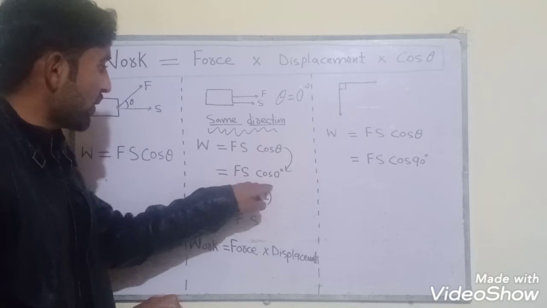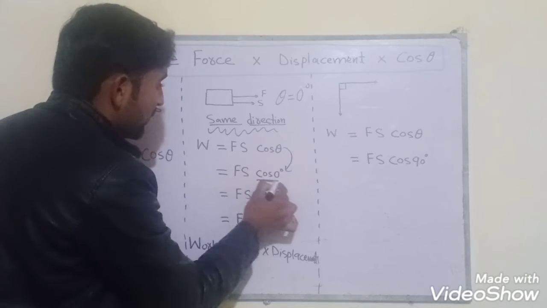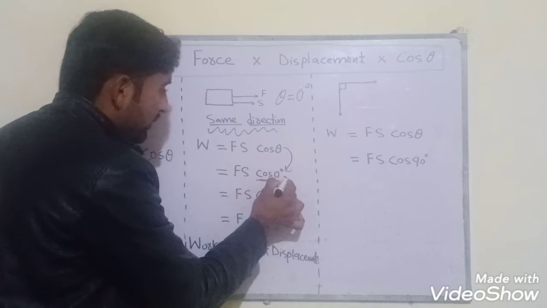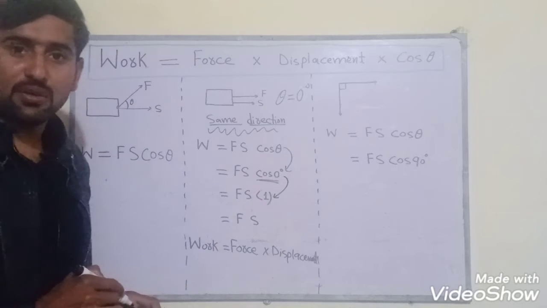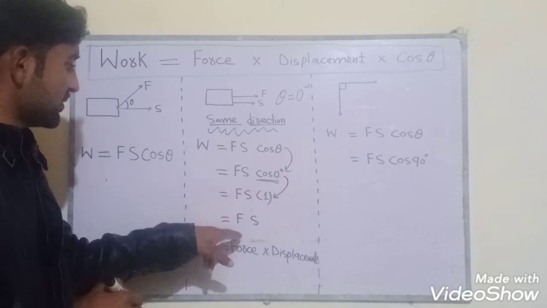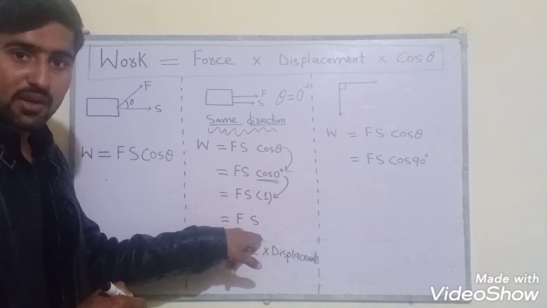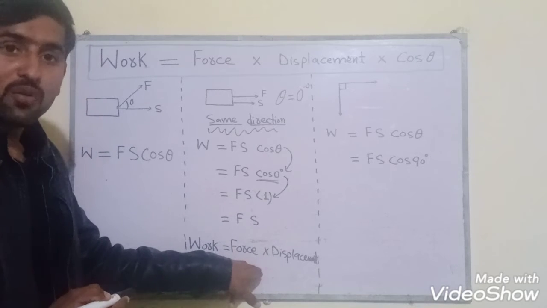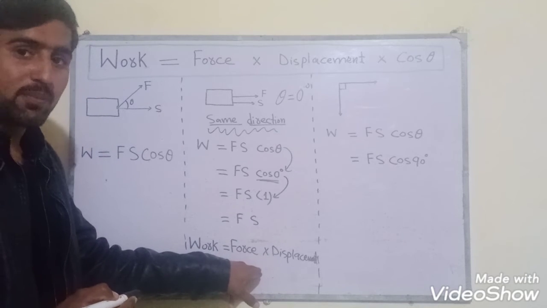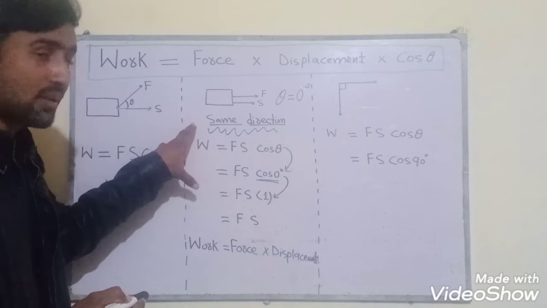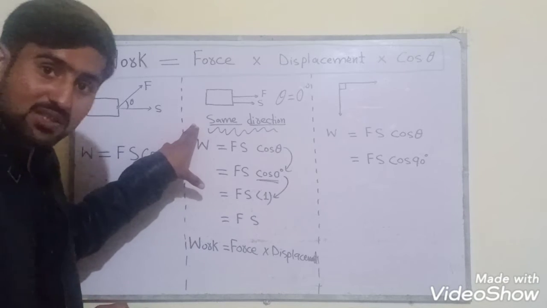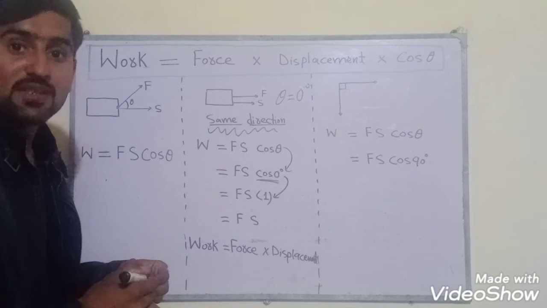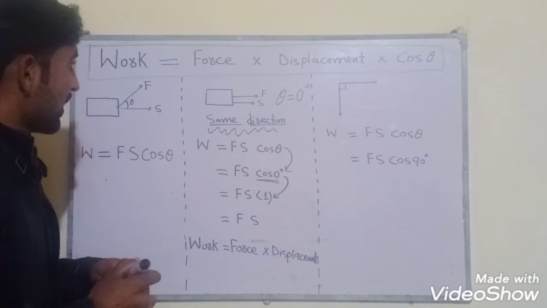We have to remember this. What is cos 0? Cos 0 has value 1. And hence it becomes force into displacement. We discussed earlier, work is equal to force multiplied by displacement, but in a particular condition. Which condition? When force and displacement are in the same direction.